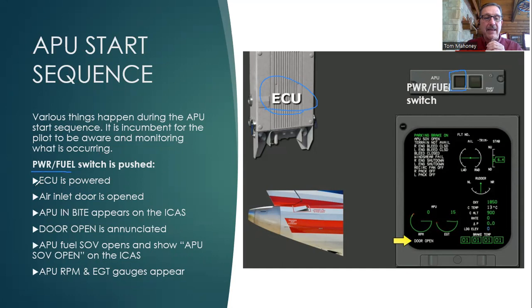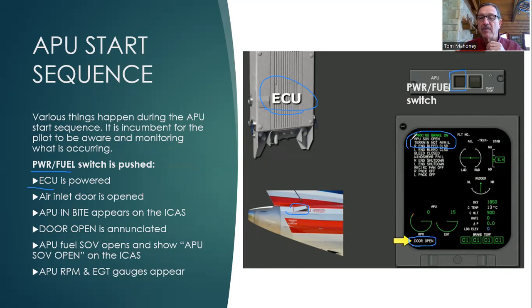Here's what's going to happen. The EEC is going to get powered. The air inlet door is going to open. We're going to get an APU invite enunciated. I guess it didn't show up yet in my picture, but somewhere up in here, you'll get an APU invite that appears. That's doing a test on the EEC to make sure it is working properly. Not the EEC, but the ECU. And the door is going to be enunciated as being opened.